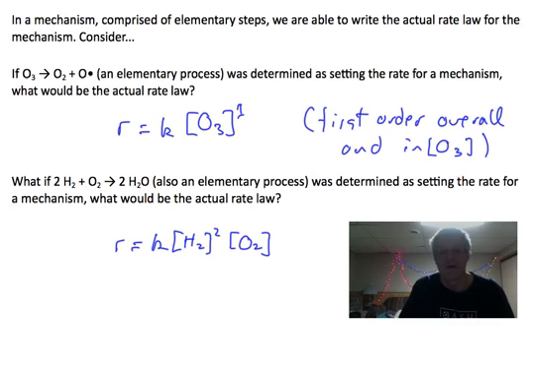So to quickly summarize, a mechanism is a series of elementary steps. An elementary step is a simple step, a simple reaction involving 1, 2, or 3 reactants at most. And if you know that one of the elementary steps sets the rate of the mechanism, you can write a rate law for that entire mechanism based on that one elementary process. We're going to look at some experimental applications of reaction mechanisms in the next video. So for the time being, that concludes this video.